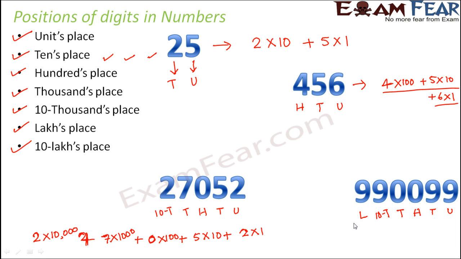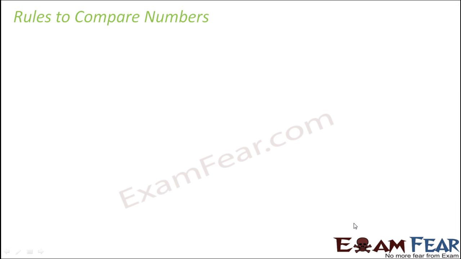And similarly, if you have even bigger numbers, the positions will continue in this fashion. So these are the positions. Now why did I talk about the position? That's because when we talk about bigger and smaller numbers, we will talk about a lot of other things. When you know this concept of positioning of the digits, it will be easier for you to understand. So now without wasting any further time, let us quickly look at the rules to compare numbers.